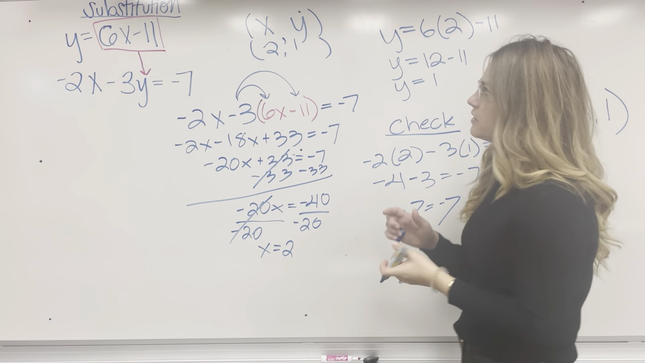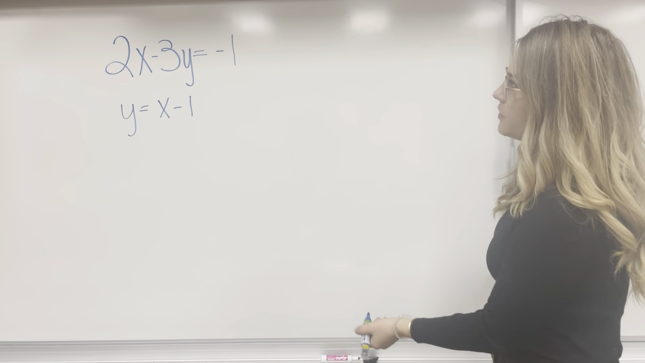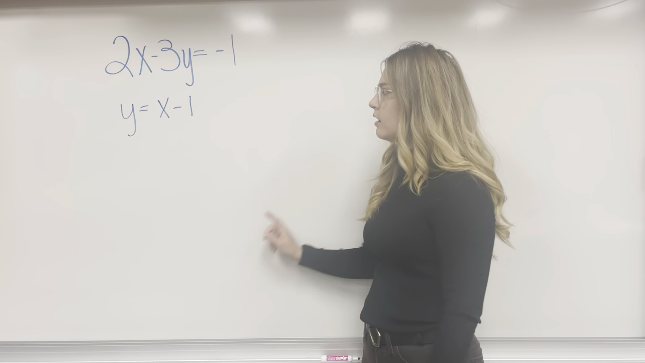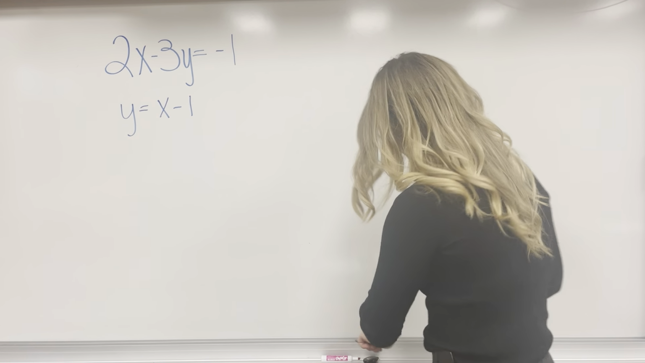All right, what you guys are going to try next, you're going to pause the video, and you're going to solve this system of equations. 2x minus 3y equals negative 1, and y equals x minus 1.